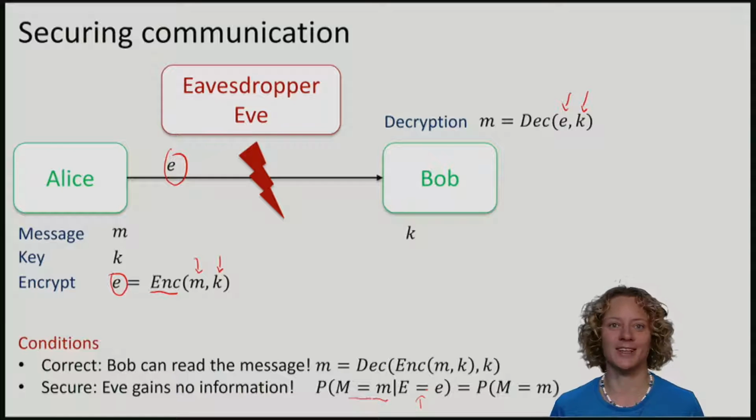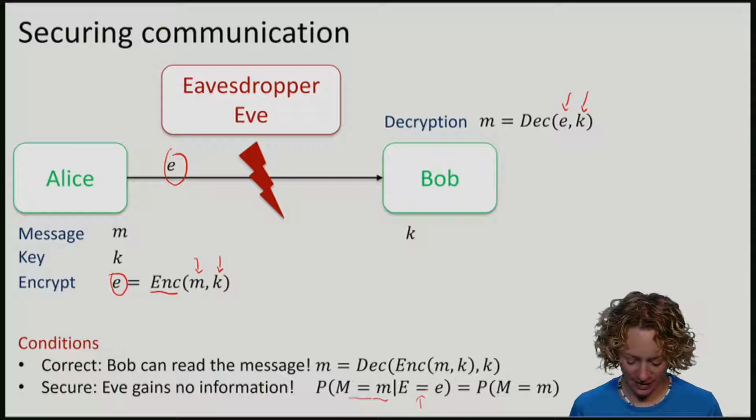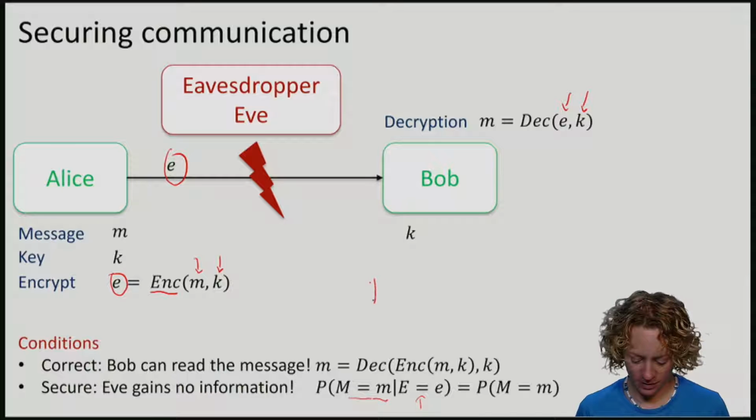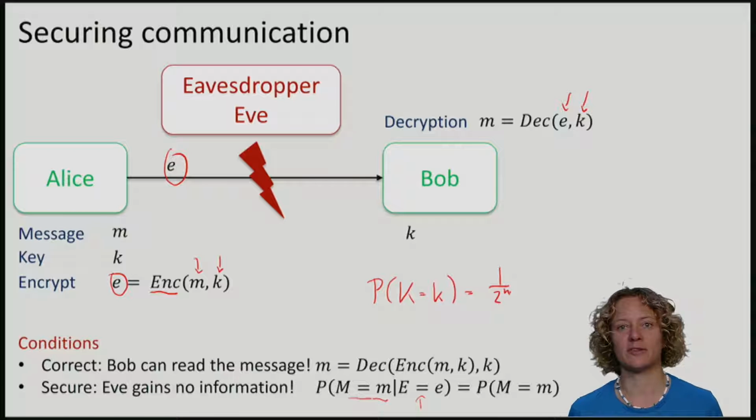Eve doesn't know the key. For the moment, let's just say that classically, Eve is independent of the key and the key is uniform. Meaning that the probability from Eve's perspective for the key taking a certain value K is 1 over 2 to the n. I assume that the key has n bits.